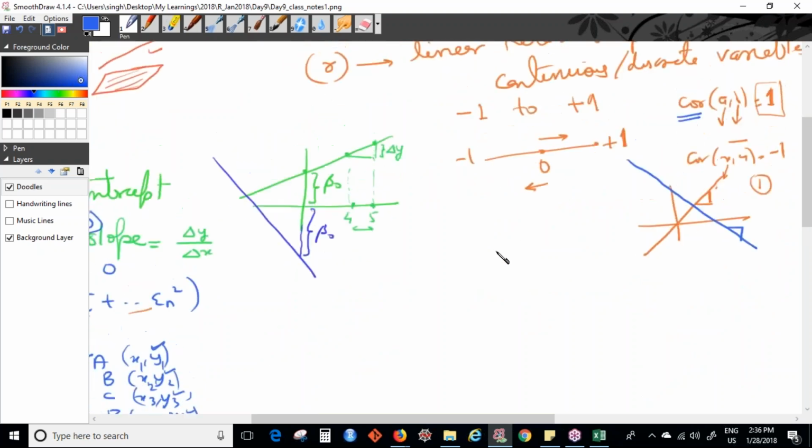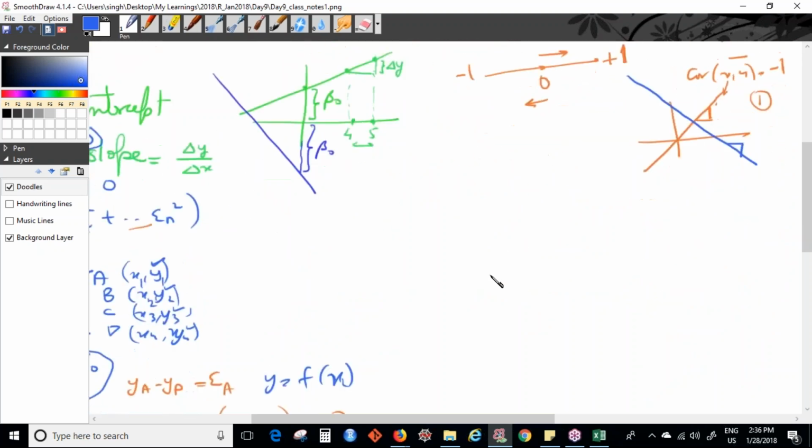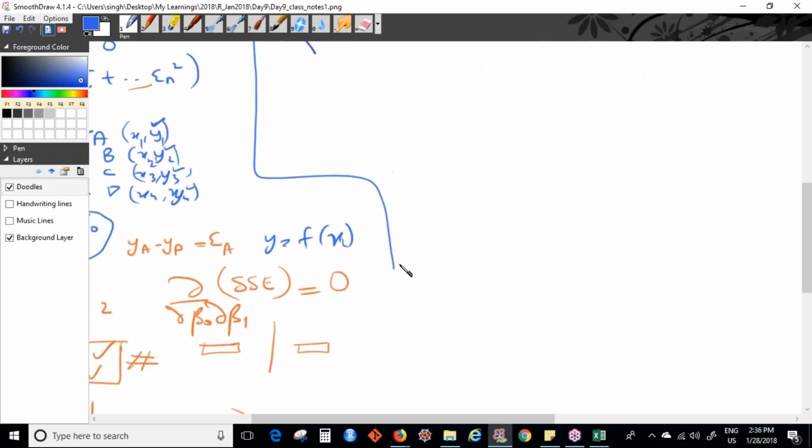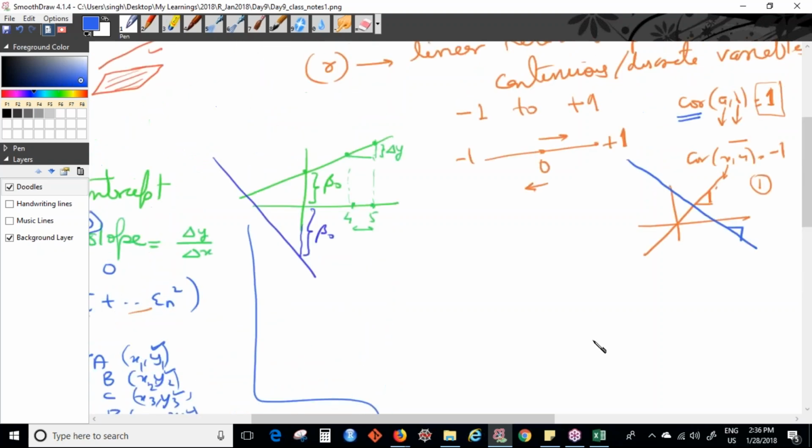And what is the formula for correlation? Let's see what is the formula for correlation. Okay, how is it found? So you don't need to know this, because in R you will directly get the correlation, but let's see anyways. How do we get correlation?